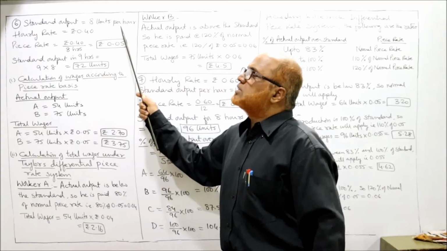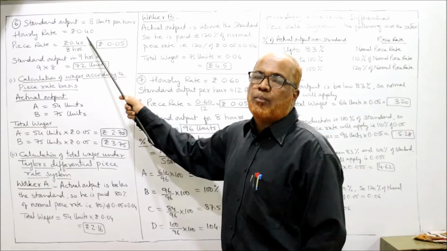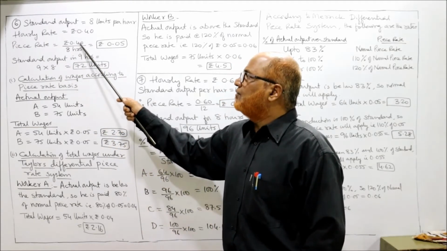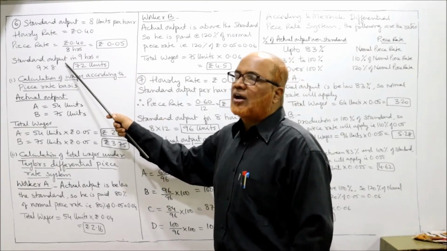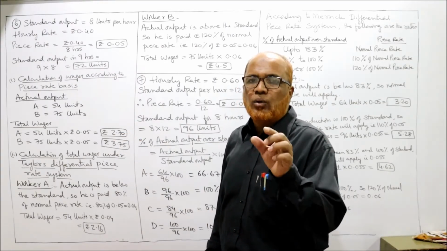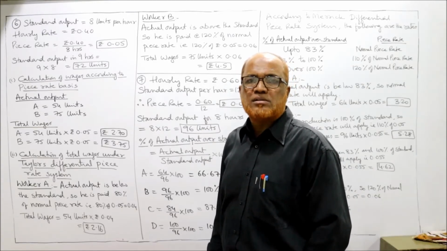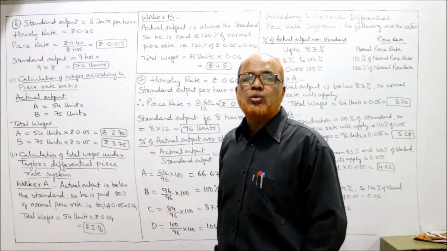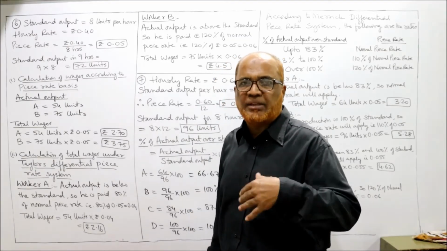Standard output is 8 units per hour. 1 घंटे में 8 यूनिट बनाना है. Hourly rate 40 paisa, 0.40. So piece rate will be 40 paisa divided by 8 units, 0.40 divided by 8, 0.05. This is the piece rate. Now standard output in 9 hours. A day consists of 9 working hours. So during 9 hours, how many units are expected to be produced? Per hour 8 units. So 8 into 9, 72 units is the standard output to be produced by the worker. This standard is given by the management.